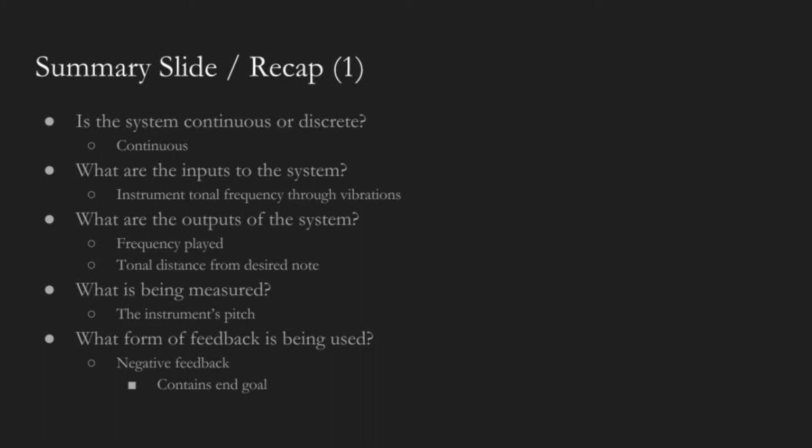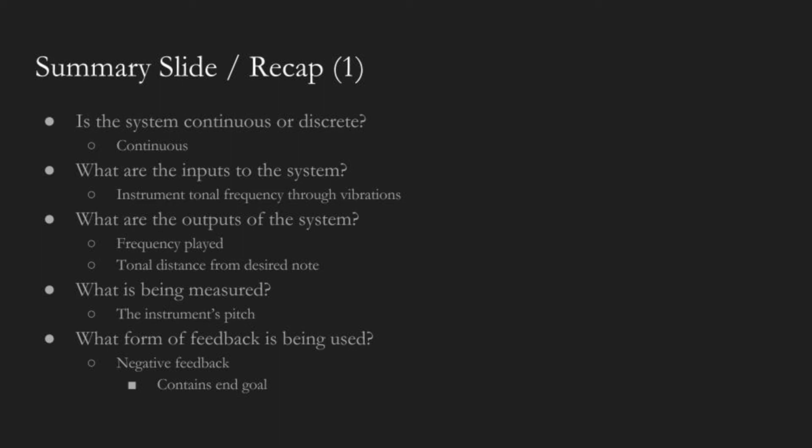What are the outputs of the system? There are two outputs, the frequency being played and the distance between the played frequency and the desired frequency. Both of these are usually represented by an electronic dial. What is being measured? The value being measured is the instrument's pitch as well as how far from the desired pitch the instrument is.